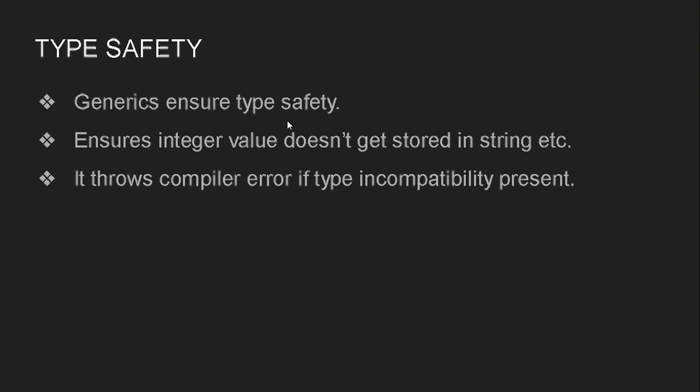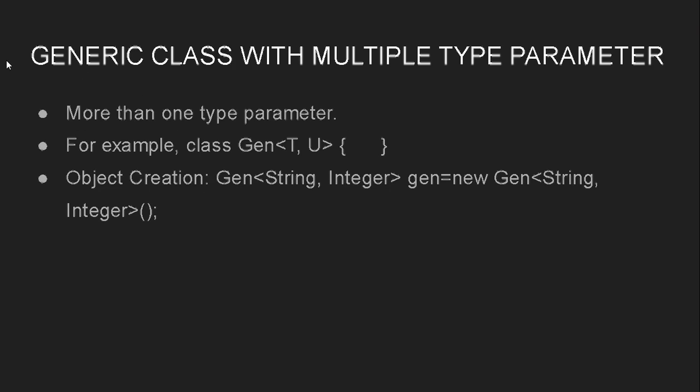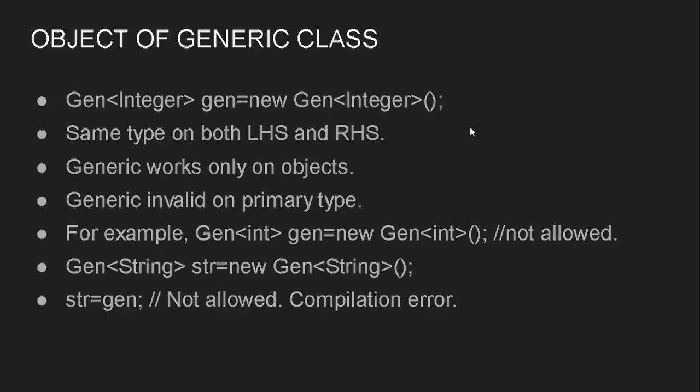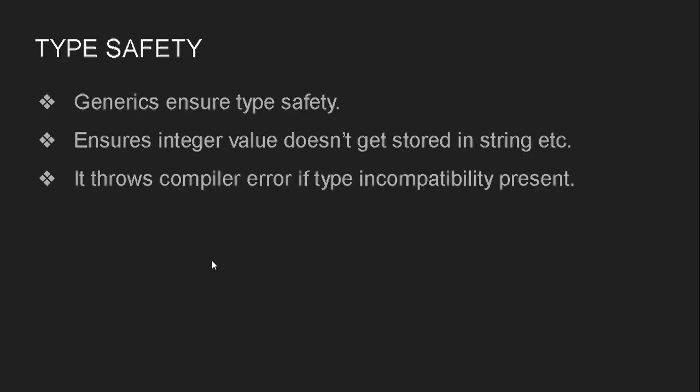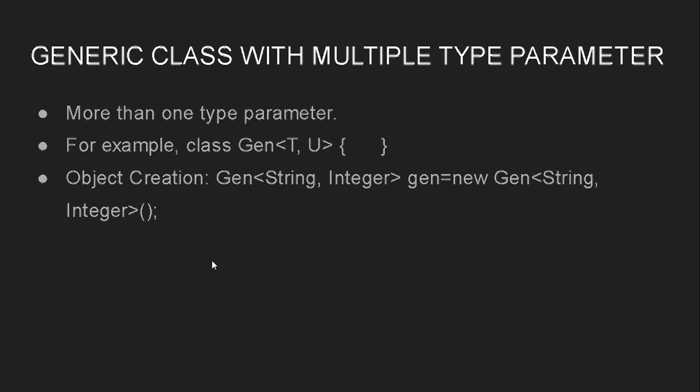Then after that we have the generic class with multiple type parameters. The very first generic class which I defined here, Gen<T>, had a single type parameter. However, we can even define a generic class with more than one type parameter. So this is what this class is all about, Gen<T, U>. T is one type parameter, U is the second type parameter.